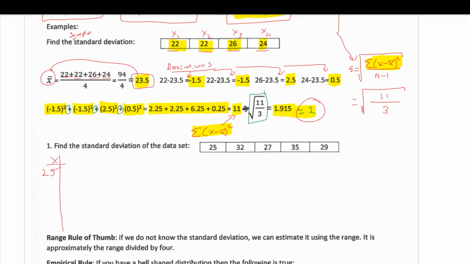25, 27, 35, and 29. Okay, the next thing is to, well, we first have to calculate the mean here, so the sample mean. If we just do 25 plus 32 plus 27 plus 35 plus 29, all divided by 5.